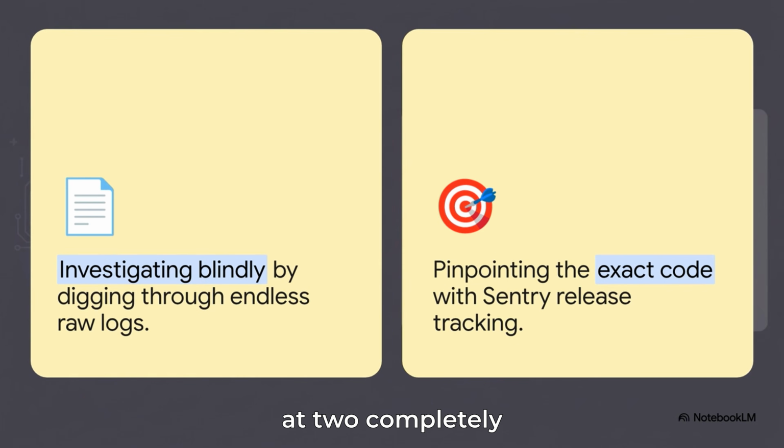We're essentially looking at 2 completely different realities here. On one hand, you have the old way, investigating blindly by digging through endless, raw text logs, frantically trying to cross-reference timestamps with GitHub commits. It's a nightmare. It really is. On the other hand, you have the enlightened approach, pinpointing the exact code with Sentry release tracking. Instead of guessing, Sentry's deployment context gives you the exact answer.